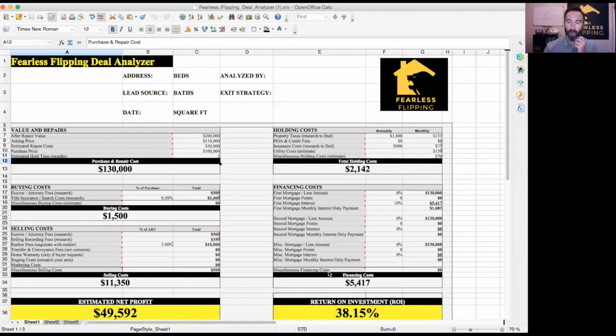So as soon as you open up this deal analyzer, the first thing you're going to do is put in your address and all the information. So I'm going to take one of my properties that I'm working on right now, 252 West Dunn, and it's a 3-bedroom, 1 bath, and it came from a wholesaler. So I'm just going to put wholesaler.